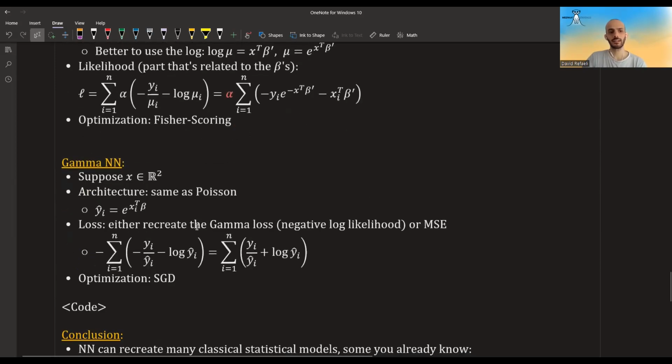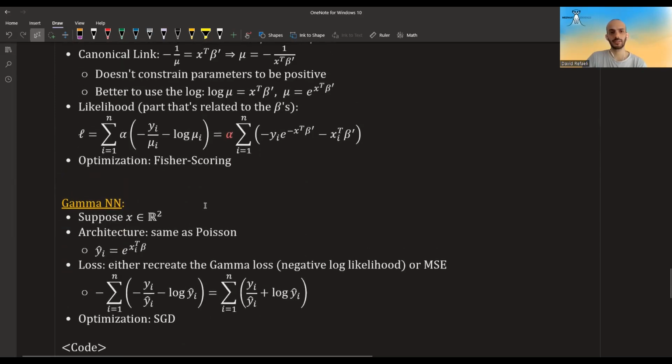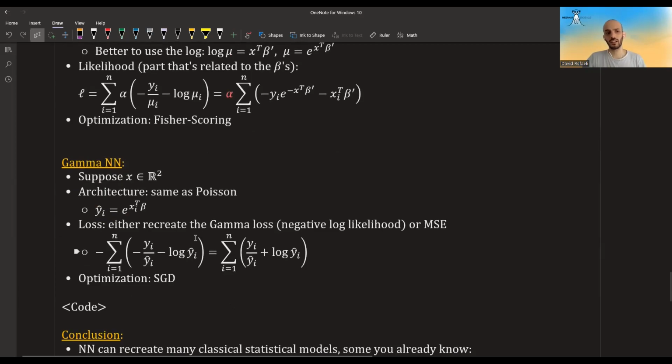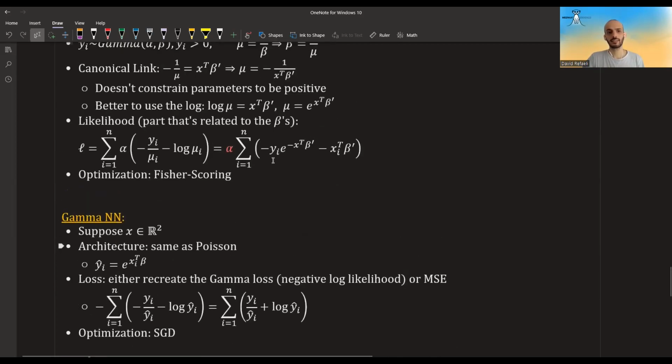In a neural network, I will do exactly the same as for the Poisson. So I will just take a single layer and take an exponent activation function in the end. And for the loss, I can either recreate the gamma loss like I did here. So this is the gamma loss without the alpha, where I replace e to the power of x transpose beta dash with the output of the neural network.